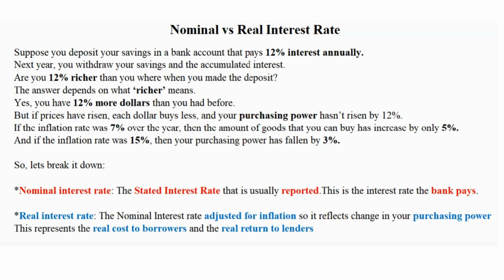In the second scenario, our inflation rate was 15%. So our real interest rate was the nominal interest rate of 12% minus the inflation rate of 15%, giving us a real interest rate of minus 3%, which reflected the fall in our purchasing power.